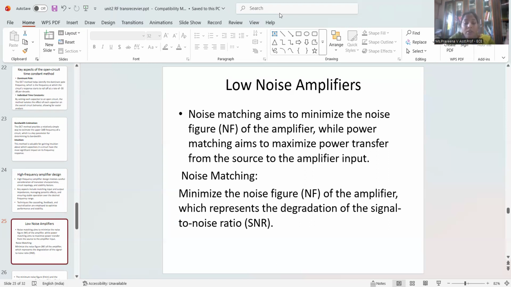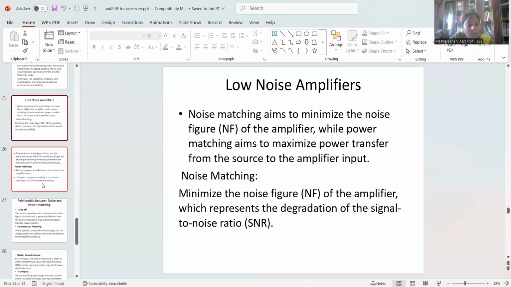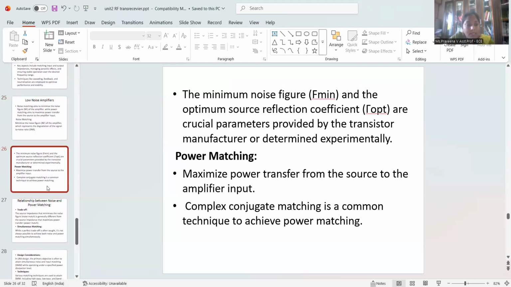Now noise matching, we are going to focus mainly on signal quality, whereas power matching will mainly focus on signal strength. That is the main difference. This is the difference between noise matching and power matching.